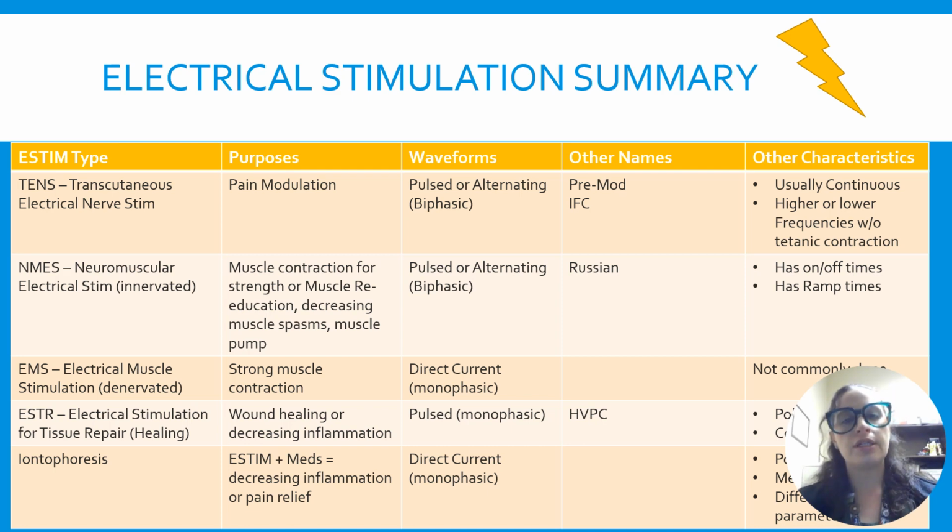So you're gonna use either a pulsed or alternating waveform. Those are both biphasic, meaning they go from negative to positive, cancel each other out. They don't leave any ionic charge or anything. And other names or other things you may see associated for pain modulation will be pre-mod, IFC. Usually it's continuous. I mean, there is the acupuncture effect that may not be as continuous, but it's usually continuous.